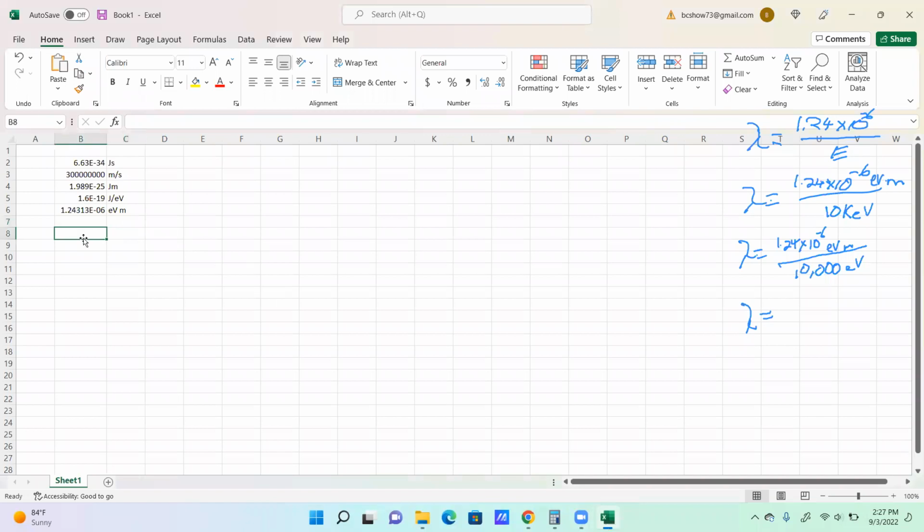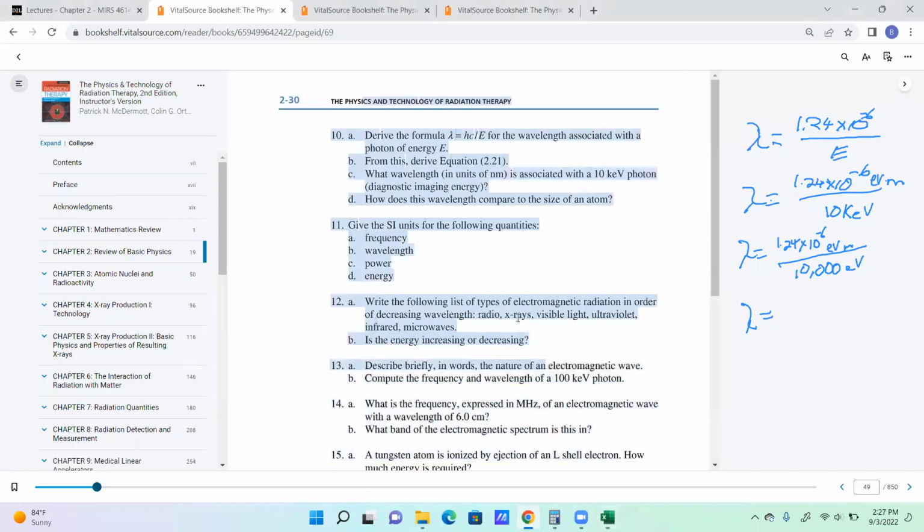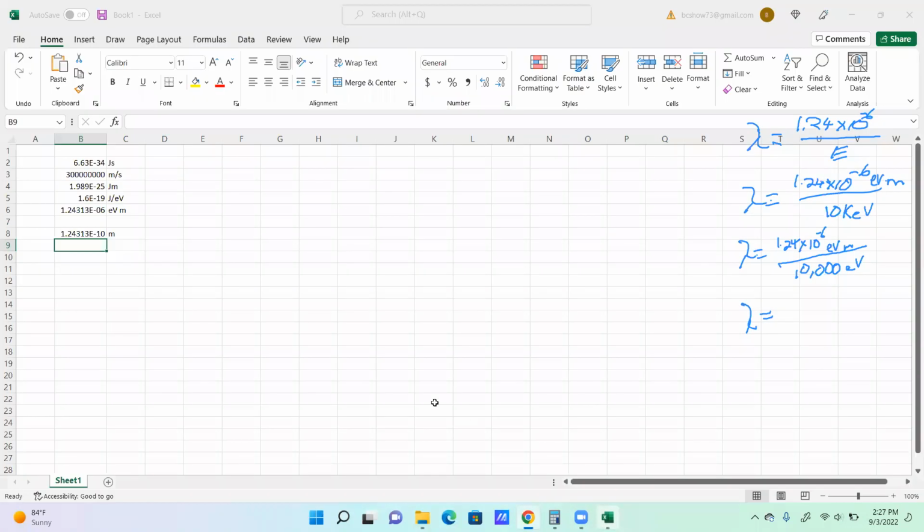Okay, so there's my value. I'm going to take this and divide it by 10,000. And that is my wavelength in meters. How many nanometers is that? Well, let's see. What did they ask for here? Yeah, it's in nanometers. So the question is, how do I change that to nanometers? Well, the nanometers, if I were to express this, would be this.